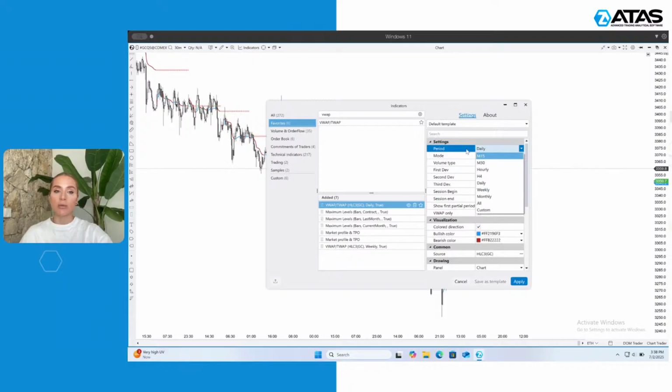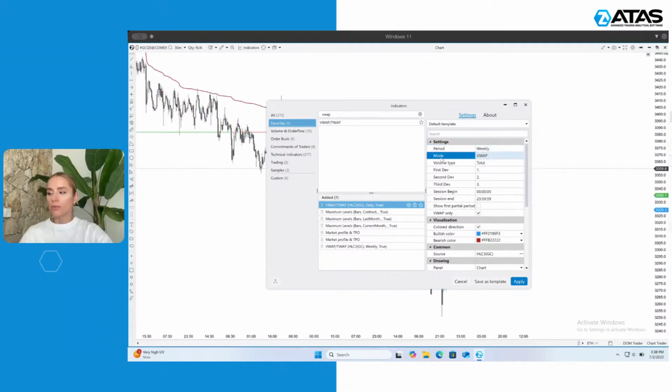I would recommend to start from the daily one if you are a scalper, and then if necessary, go lower. And if you are an intraday/swing trader, I'm suggesting to use weekly and monthly for the swing trading ideas. After you've selected the necessary period of time, let's stick with the weekly one for today.